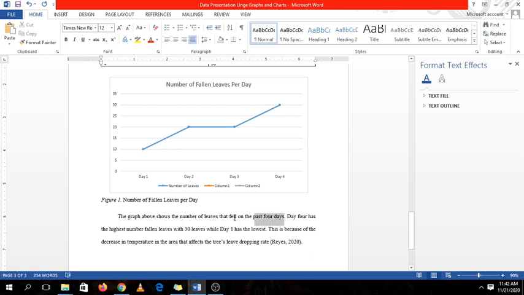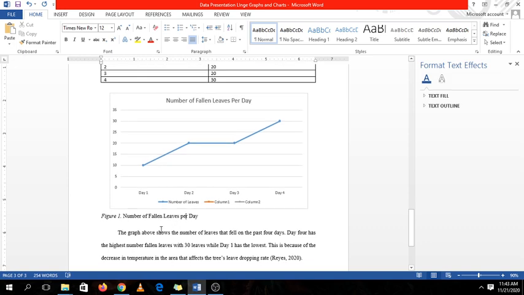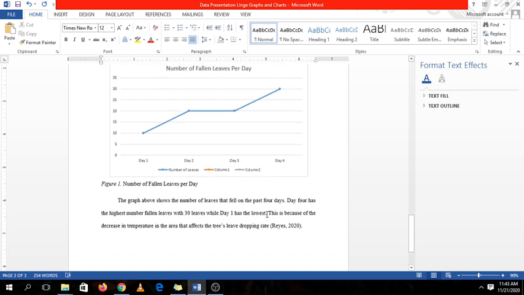So one thing that makes your research strong is your skill on how to rephrase. So hindi pwedeng pirmi nga the graph shows the number of fallen leaves per day. So let's try to rephrase naman, para naman hindi boring. So instead of saying that the graph above shows the number of fallen leaves per day, you try to rephrase: shows the number of leaves that fell on the past 4 days.